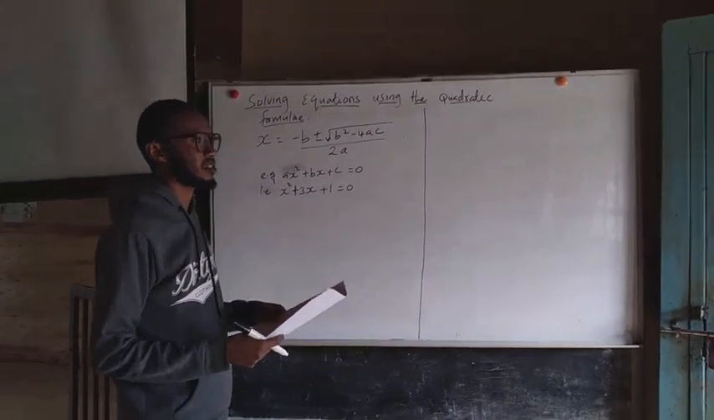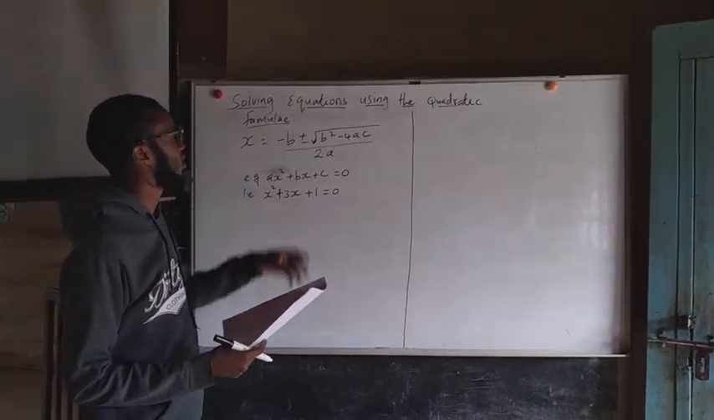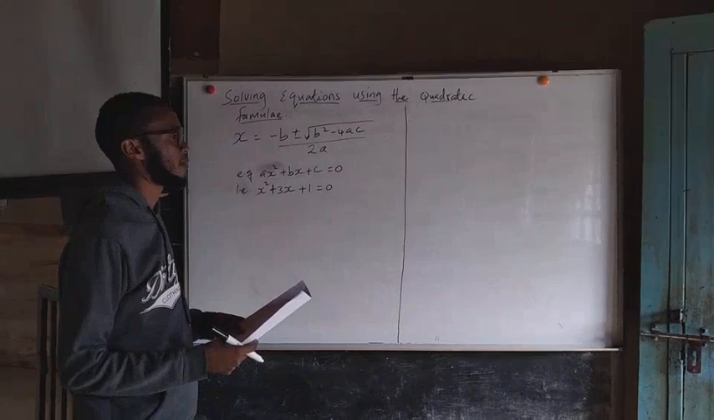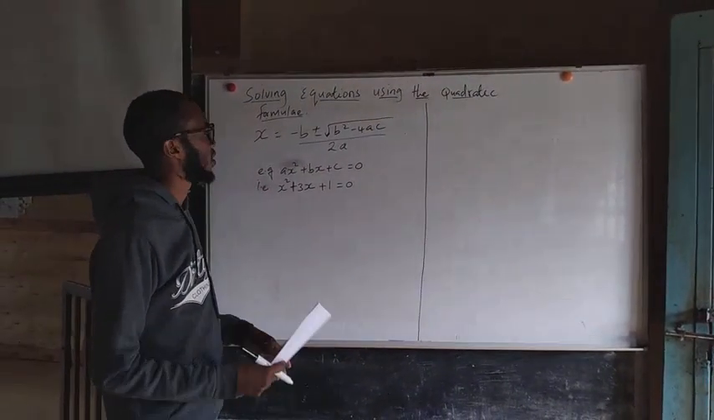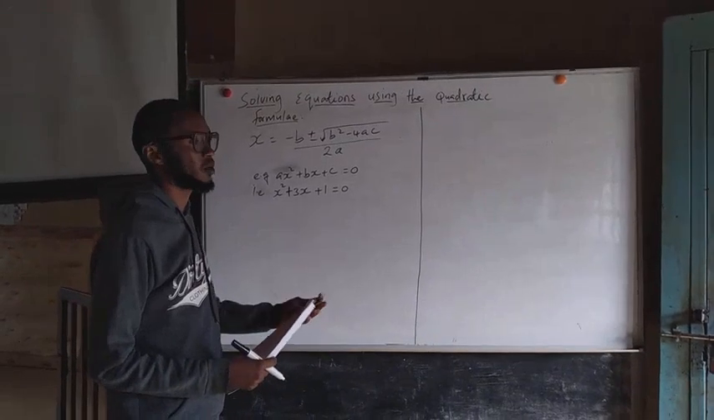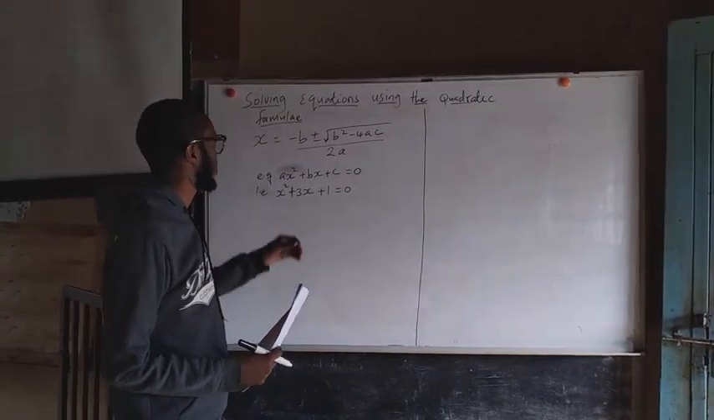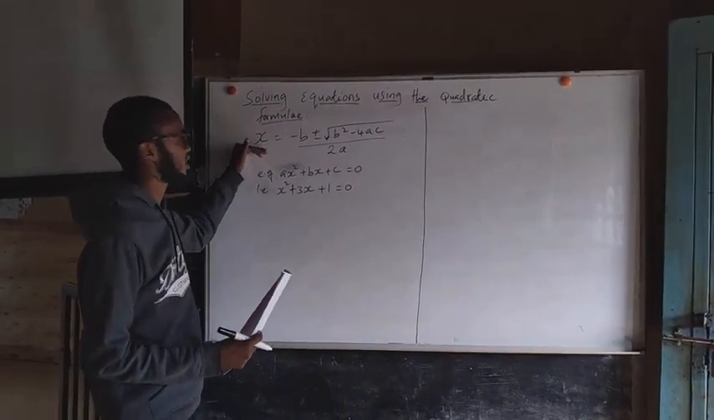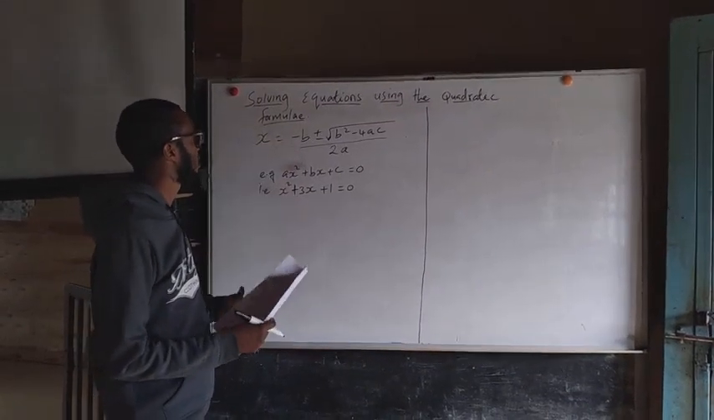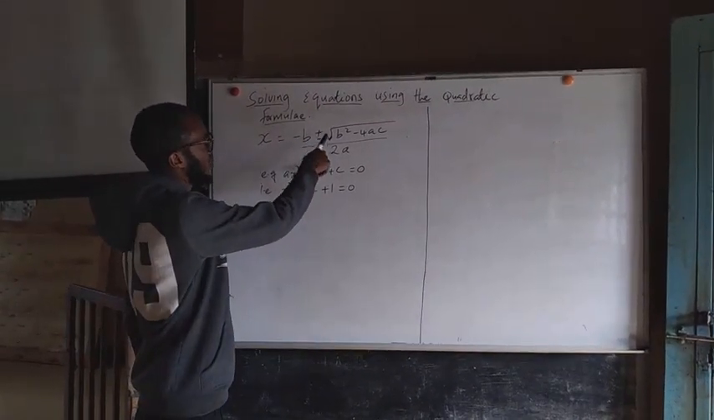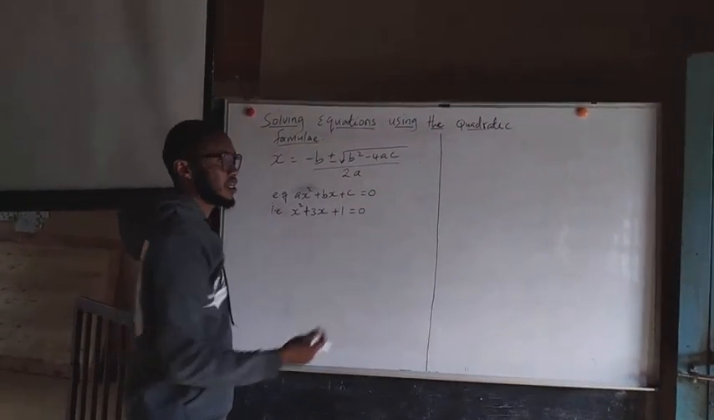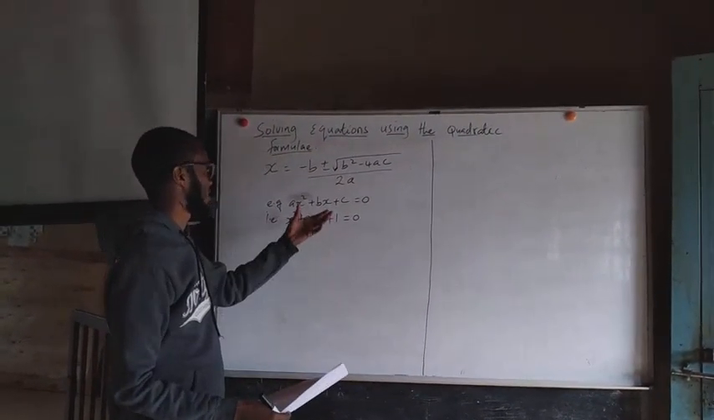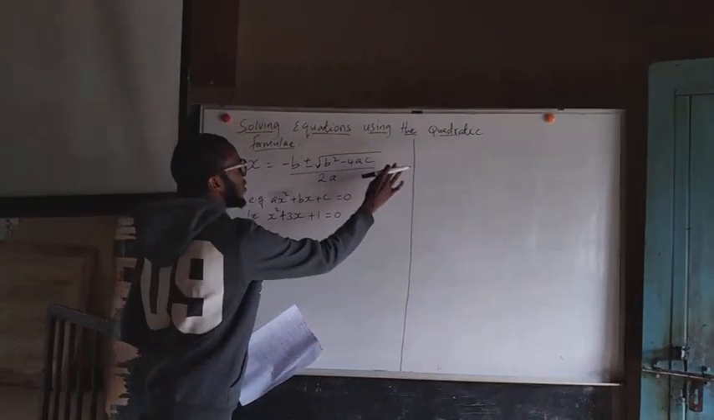In our previous sessions, we have done the quadratic expressions and equations. So today I want us to go through how we are going to solve quadratic equations using the quadratic formula. The formula simply is x equals minus b plus or minus the square root of b squared minus 4ac, all over 2a. So don't panic about this formula.